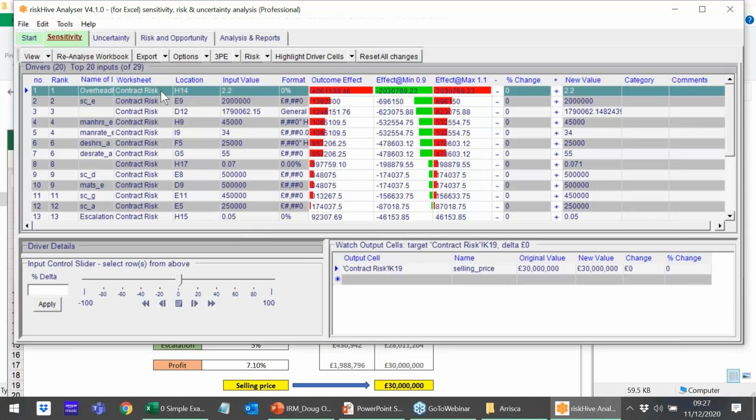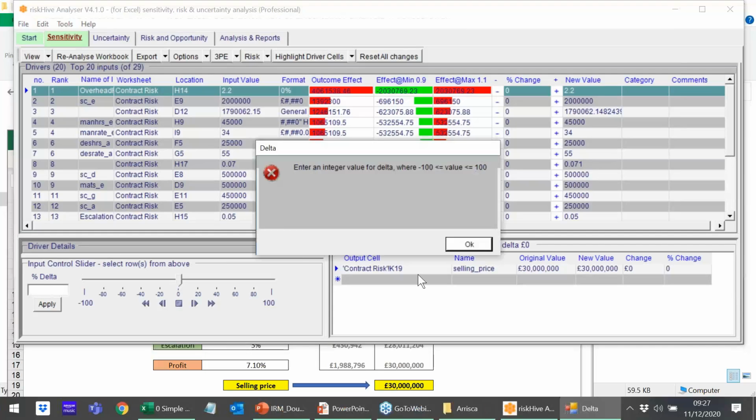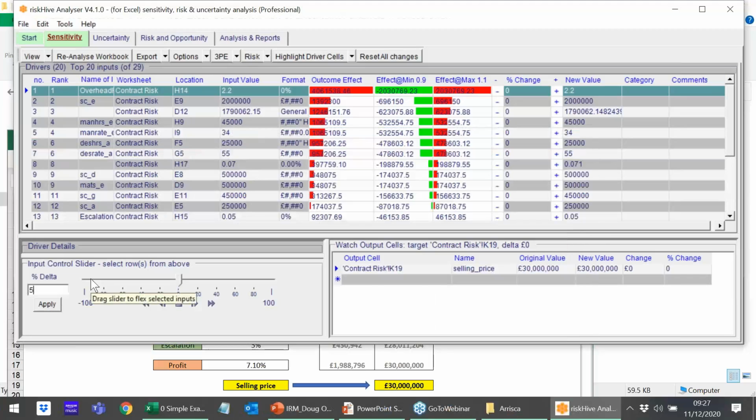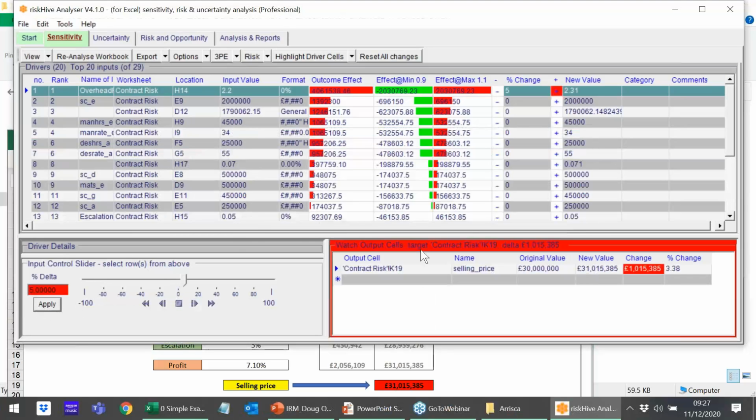So if I choose this top impact up here and put in maybe 5, let's put in actual 5% and apply that, then we can see that the impact of a 5% increase to my number one driver is going to have an impact of maybe adding 1 million onto my cost model. So for me, stress testing is an important part of risk management in its own right.